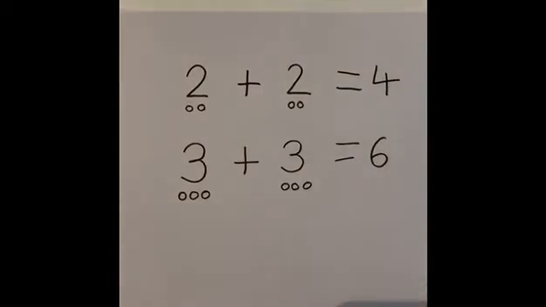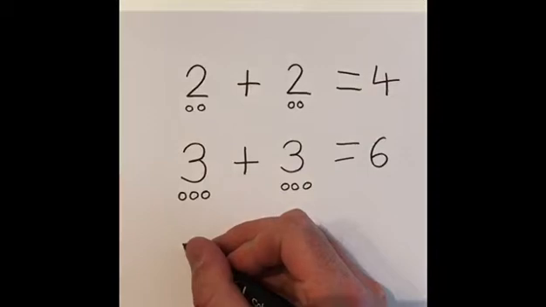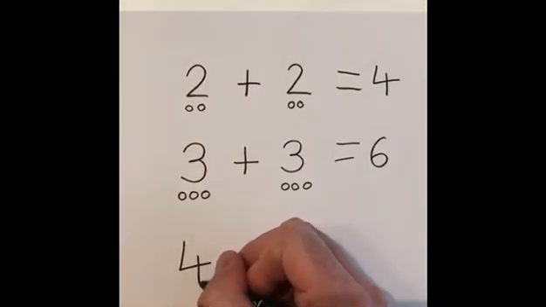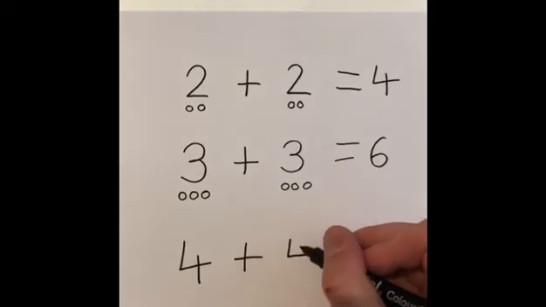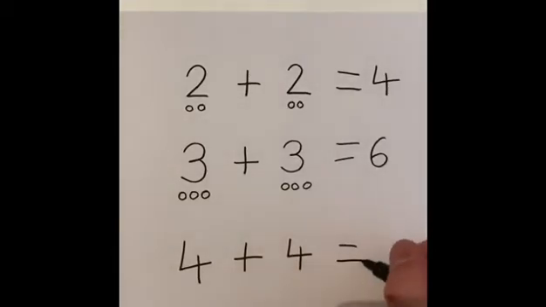Now, what do you think our next number is going to be that we are going to double? If you thought 4, you are correct. This number sentence will read 4 plus 4 equals. Now you're going to have a bit of time again to have a go at doing this yourselves. So I'll give you another 30 seconds and be back with you very soon.